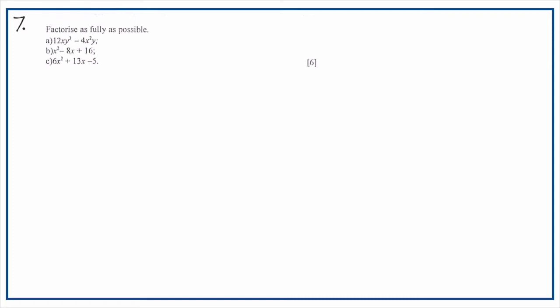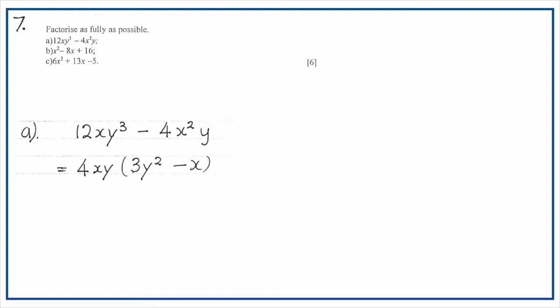Question 7, factorize as fully as possible. 7a, 12xy cubed minus 4x squared y. Factorize completely as 4xy open bracket 3y squared minus x close bracket, because 4xy goes into 12xy cubed 3y squared, and 4xy goes into 4x squared y x times.